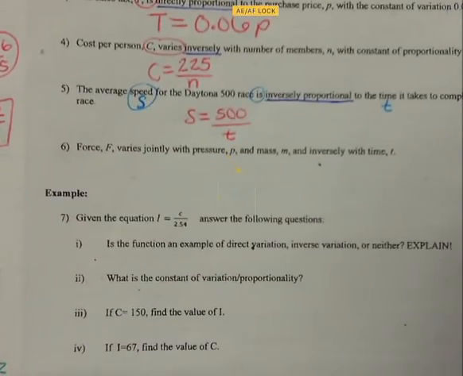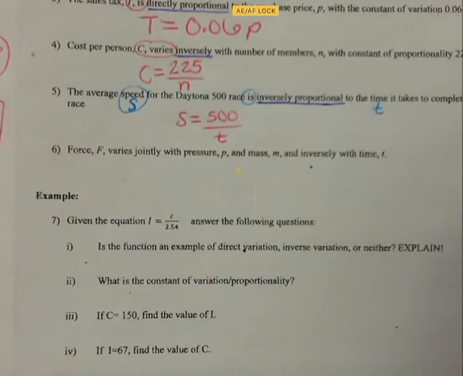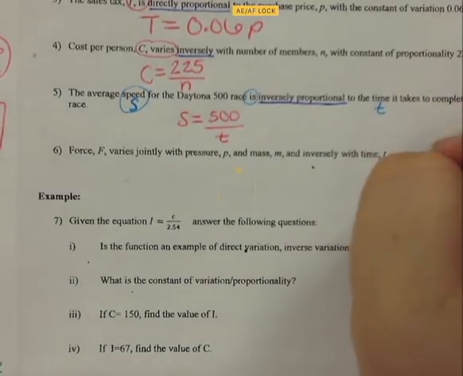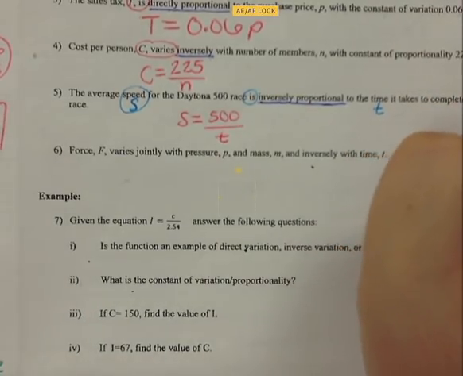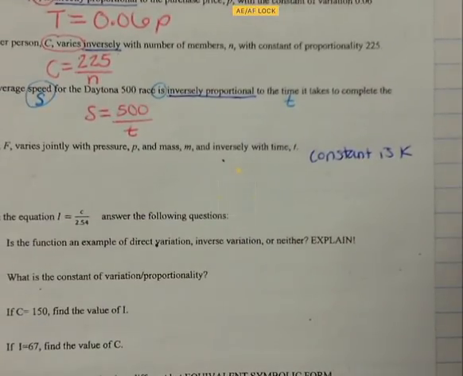On number 6, it says force F varies jointly with pressure P and mass M and inversely with time T. Okay, so we have a lot of different variables going on, but nowhere in here does it say what our constant is. Since we don't know what our constant is, we can't put a constant. So that means we have to put K. Constant is K, because we don't actually know it.